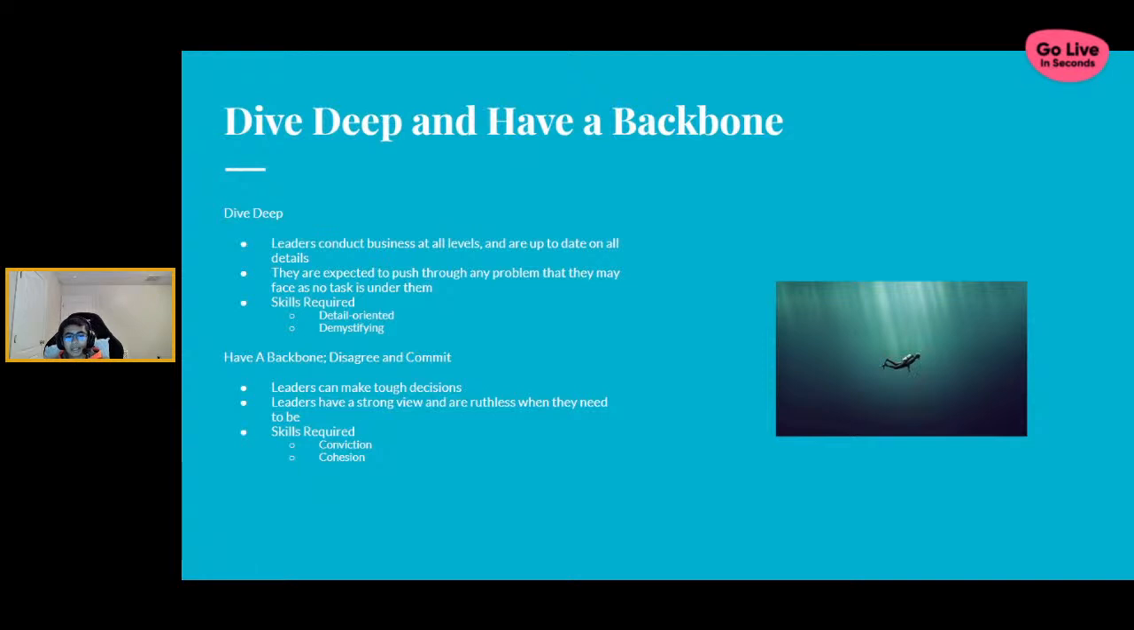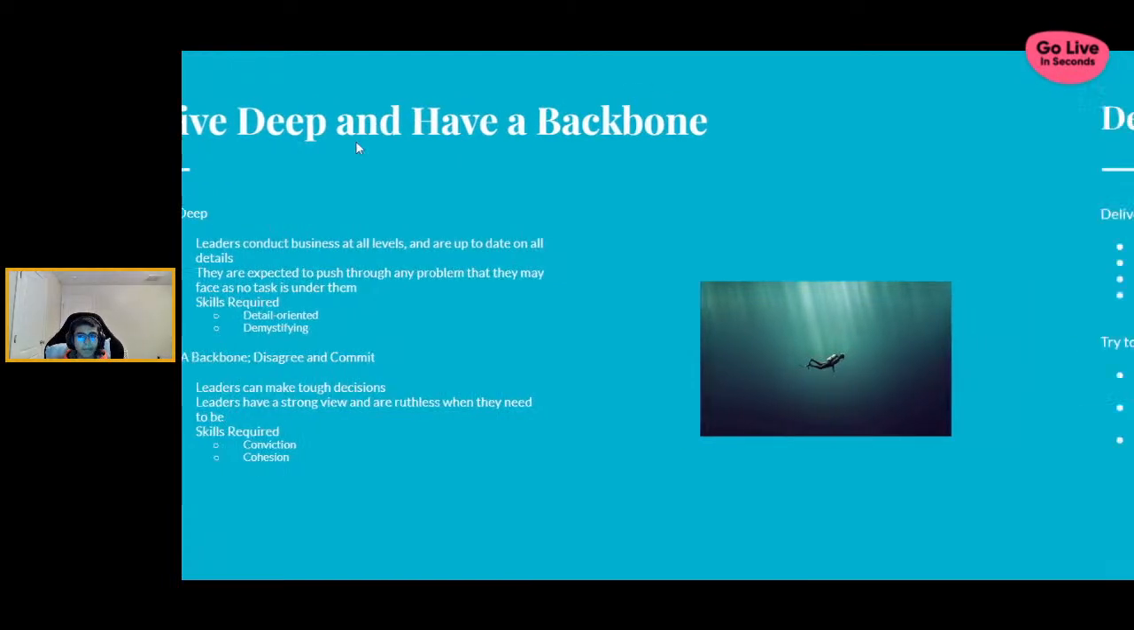Have a backbone. Leaders, as stated previously, have to make tough decisions, and they can make tough decisions. They have a strong view, and they're ruthless when they need to be. So to do so, they have to have conviction and cohesion.